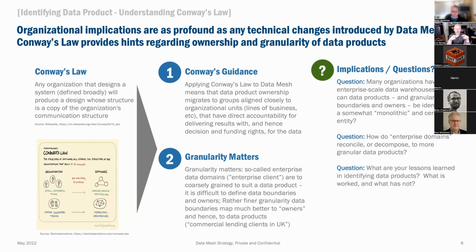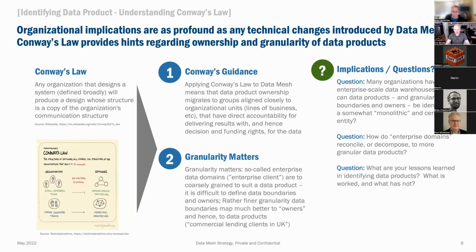And if I can point to the data, it means I can draw a boundary around it. If I can point to the data and find it, I can find an owner for the data, and somebody who actually has real decision rights around it. What that typically results in is something quite finely grained. So in my previous example, enterprise client, a more likely data product is commercial lending clients in the UK.